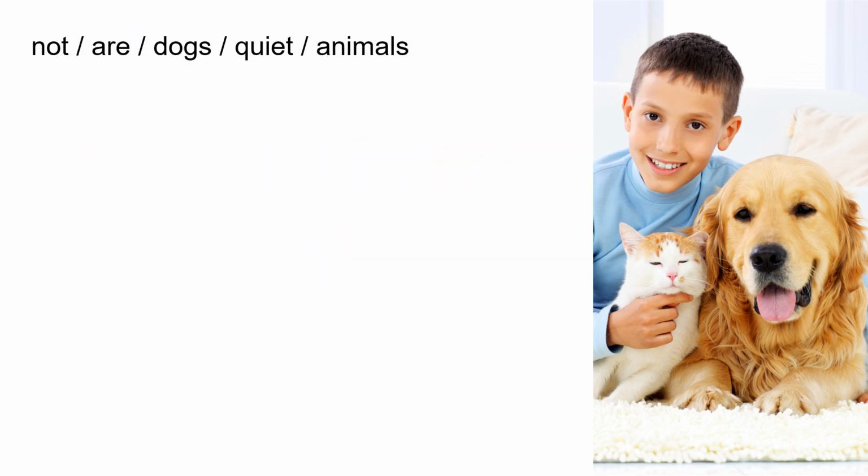The next one: not, are, dogs, quiet, animals. So we have dogs and animals. And then are is a verb. So are is plural. So dogs can be the subject, animals can be the subject. But if you say animals are dogs or dogs are animals, dogs are animals is better. Dogs are animals. So we use animals, we use dogs, we use are. And dogs are quiet animals. Dogs are quiet.